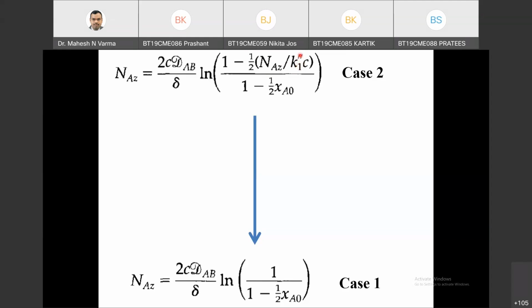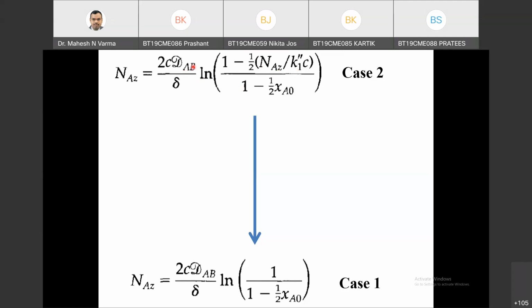K1 is representing kinetics. So kinetics is large as compared to mass transfer. Which is the parameter which is representing mass transfer? It will be diffusivity. So K1 is very large as compared to DAB, instantaneously fast reaction.